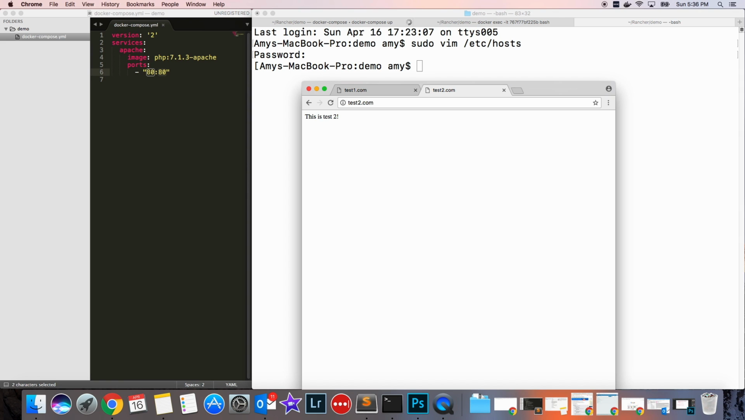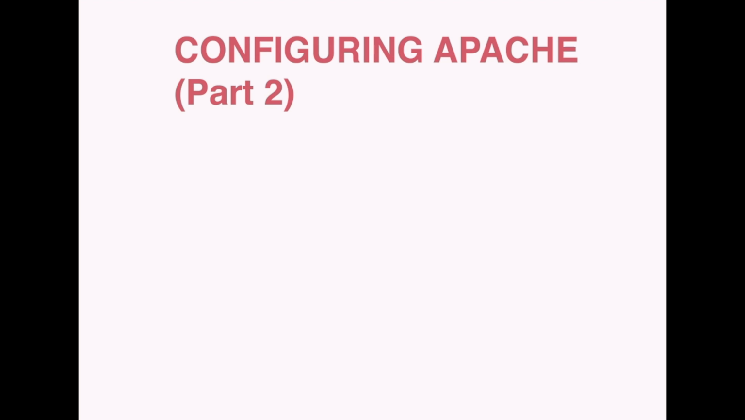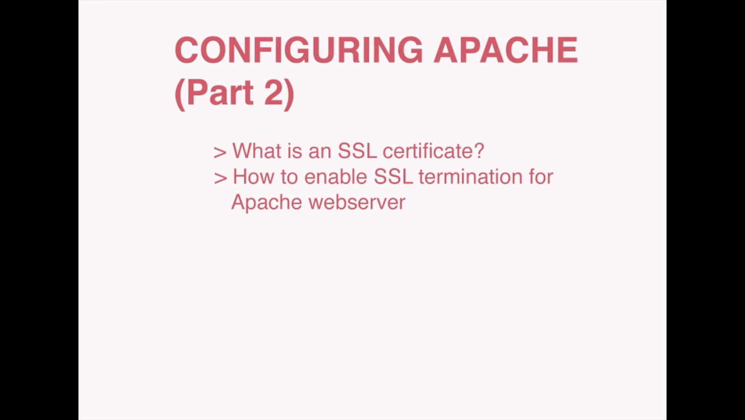So to summarize, we have launched two web applications or static web pages from the same Apache web server. Next week in part 2 of Configuring Apache, we'll also be talking about what is an SSL certificate, as well as how to enable SSL termination for an Apache web server.